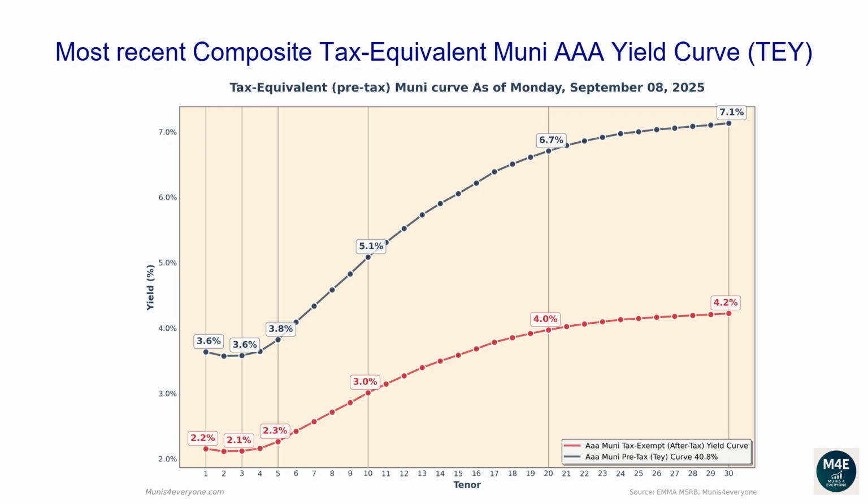The one-year tax-exempt yield is 2.15%, corresponding to a 3.63% tax-equivalent yield for investors in the top tax bracket. The two-year tax-equivalent yield is 3.57%. The 5-year tax-equivalent yield is 3.82%. The 10-year tax-equivalent yield is 5.08%. The 20-year tax-equivalent yield is 6.71%. The 30-year tax-equivalent yield is 7.13%.